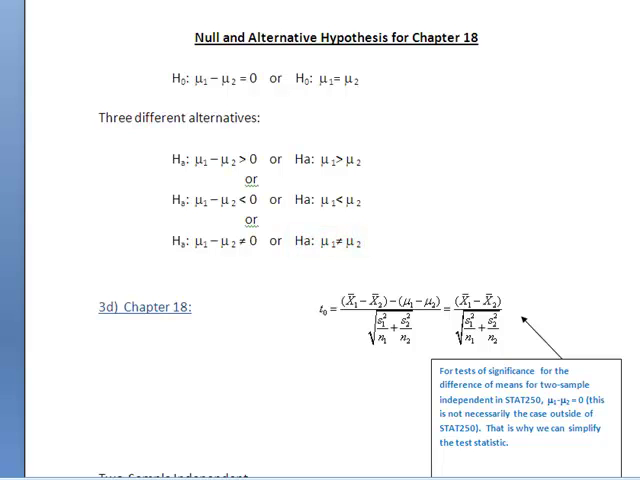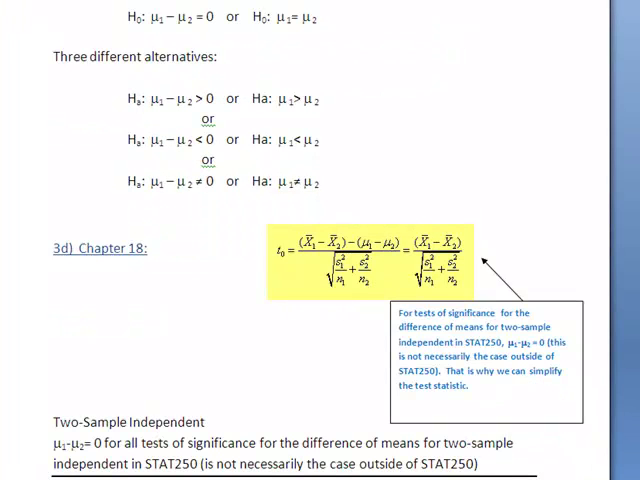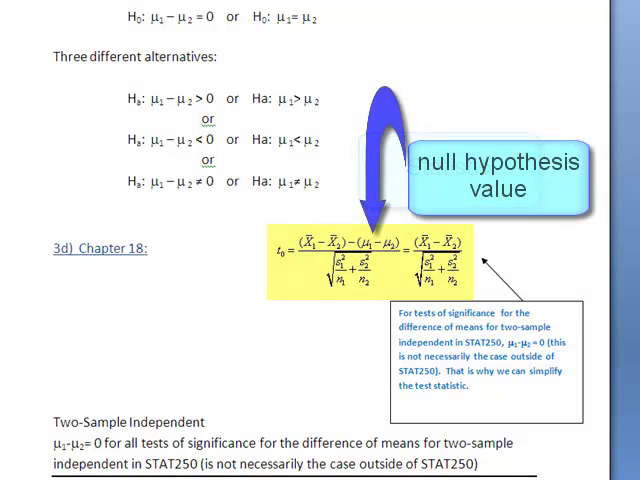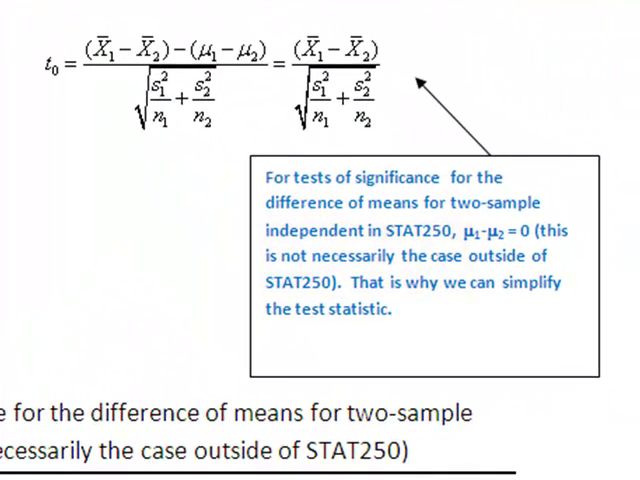Now, with that in mind, let's take a look at the test statistic for that problem. If we wrote the test statistic, we'd get x1 minus x2, that is our statistic for the difference of two means, minus our null hypothesis value, which is mu1 minus mu2. But like I said, in Stat 250, we're always going to assume that that's 0. This is not necessarily always the case, and in fact, when you get into upper-level statistics in real life, it may not be the case at all. But in our class, we're going to always assume that that value is 0.